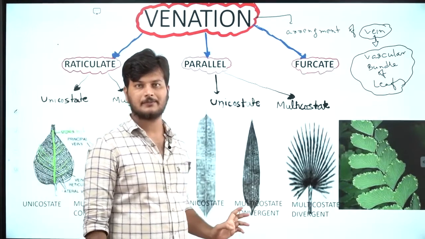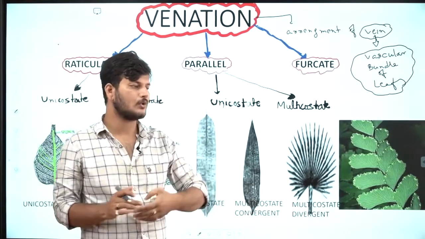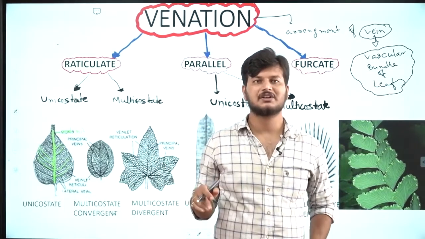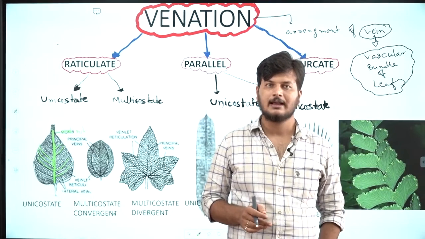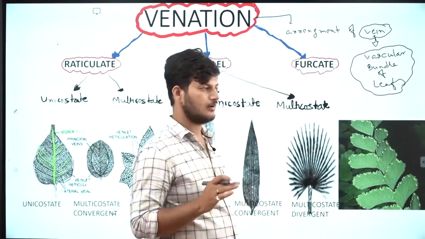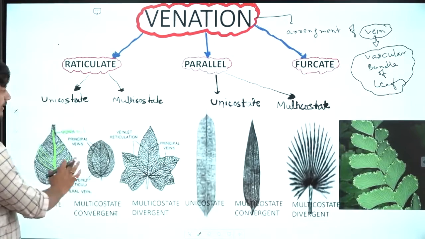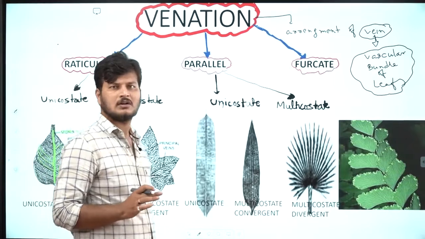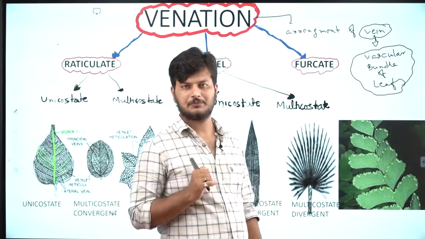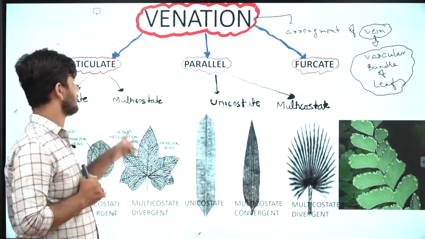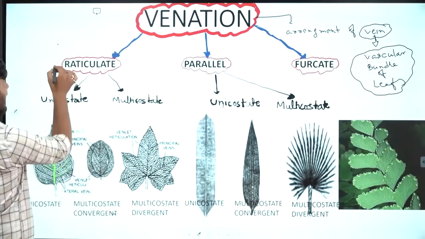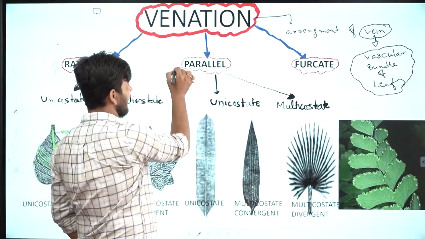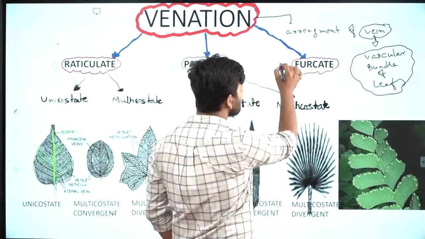If you go to a garden and see different types of leaves, you will find that their veins are arranged in different manners, and all the possible arrangements of the veins are given here. Broadly, you can divide venation into three groups. Let me discuss. The first one is reticulate type, the second one is parallel type, and the third one is furcate type.